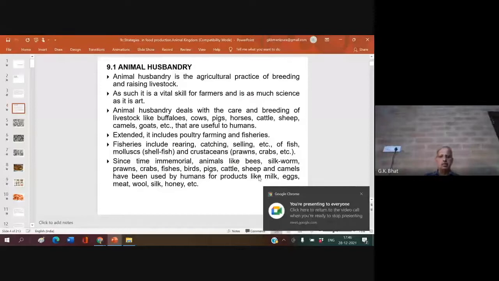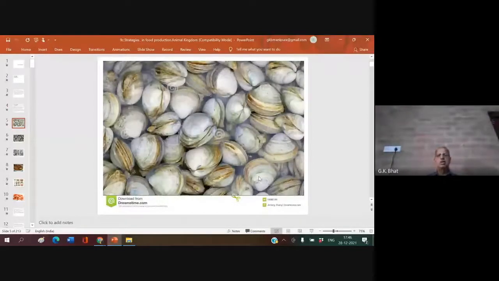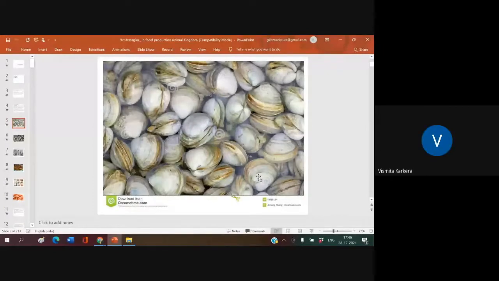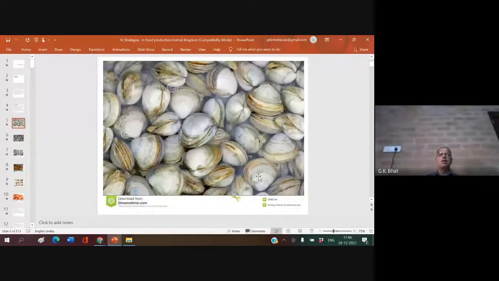Now let me take up the next one. What is this? Can anyone tell me? What are these? Come on, quick, unmute yourself. Tell me, what are these? Shells. See this? What type of shell? These are commonly called seawater mussel. What is that? Seawater mussel. It is not muscle, it is mussel, M-U-S-S-E-L. Have you heard about that? There are two types of mussel: seawater mussel and freshwater mussel.